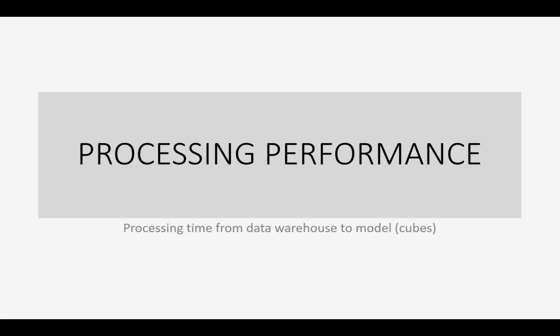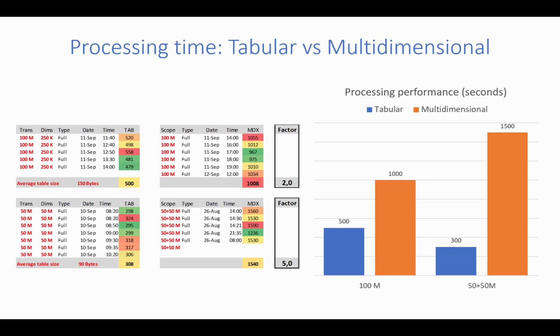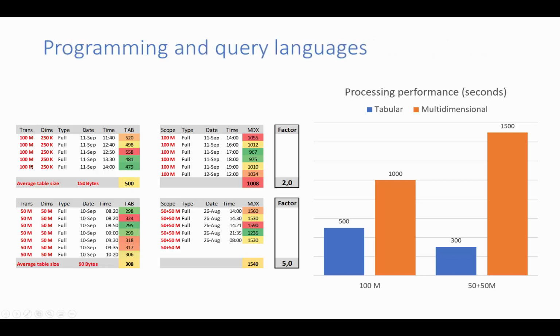We are looking into the processing time from the source, in our case a data warehouse, to the model or the cubes. What we have are 100 million transactions in the data warehouse and a very few 250 dimensional tables, where every size is 150 bytes of the model. The average processing time of the tabular is 500 seconds compared to 1000 in multidimensional, which means we are processing data twice as fast in the tabular compared to the multidimensional.